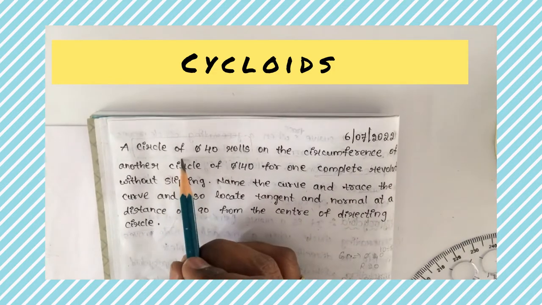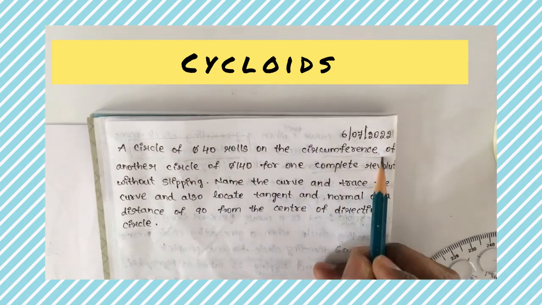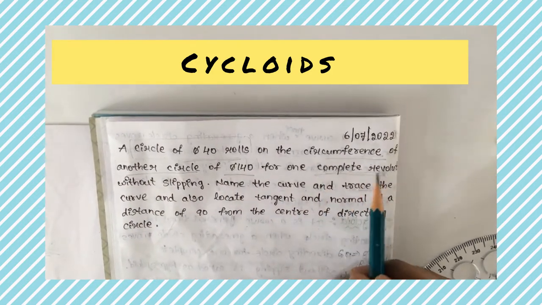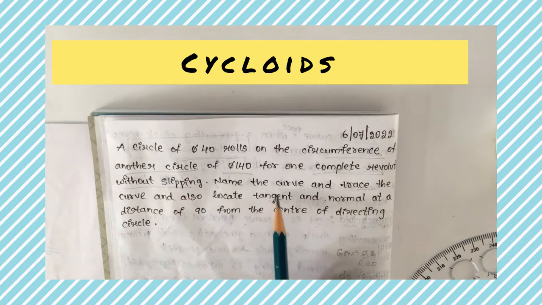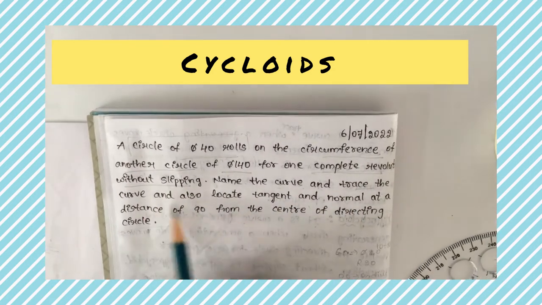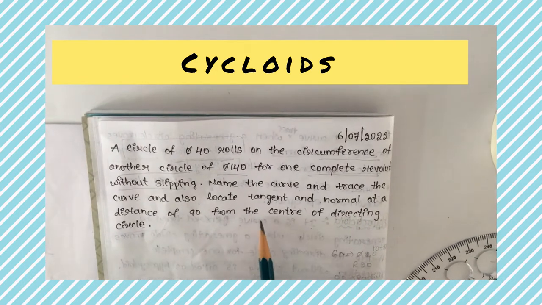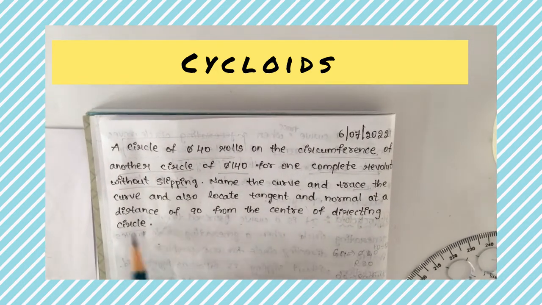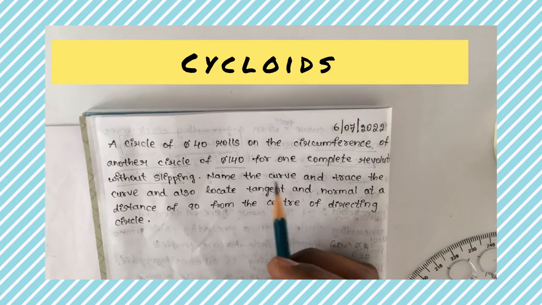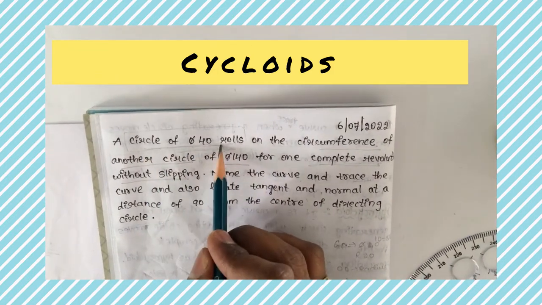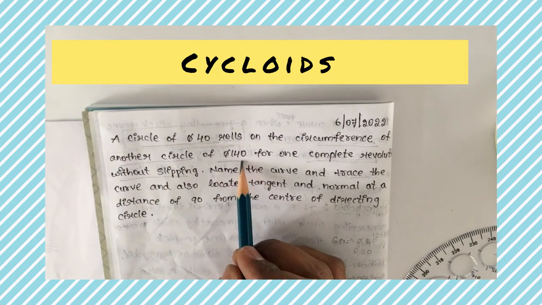A circle of diameter 40 rolls on the circumference of another circle of diameter 140 for one complete revolution without slipping. Name the curve and trace the curve and also locate the tangent and normal at a distance of 90 from the center of the directing circle. Dear students, if you look at this question, two diameters are given: one is 40, the other is 140.